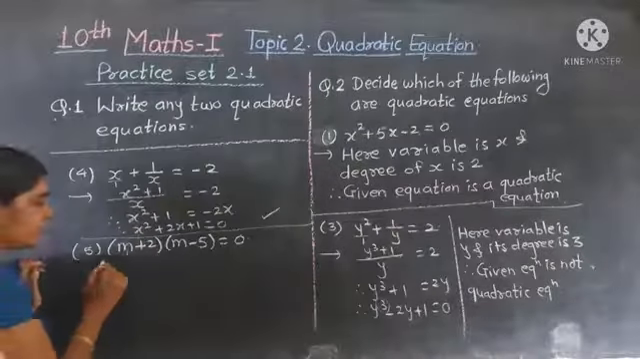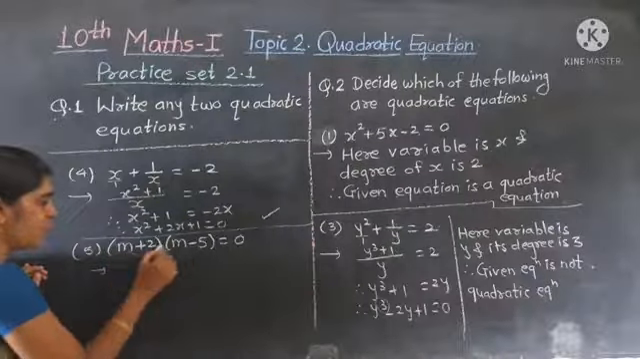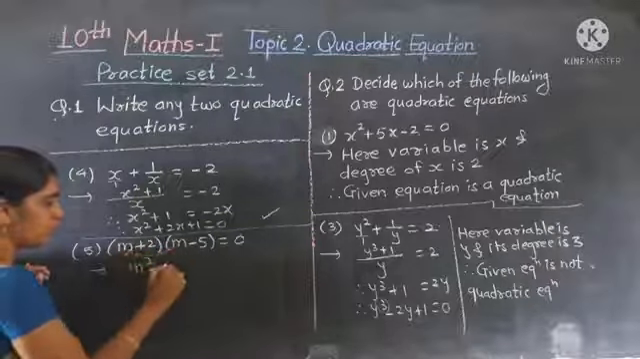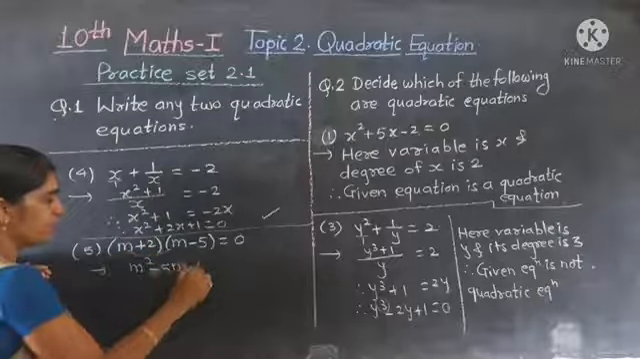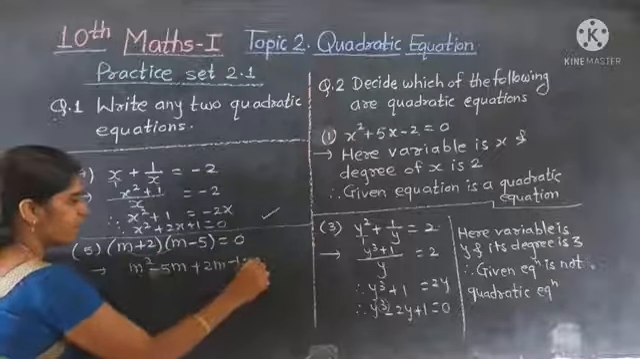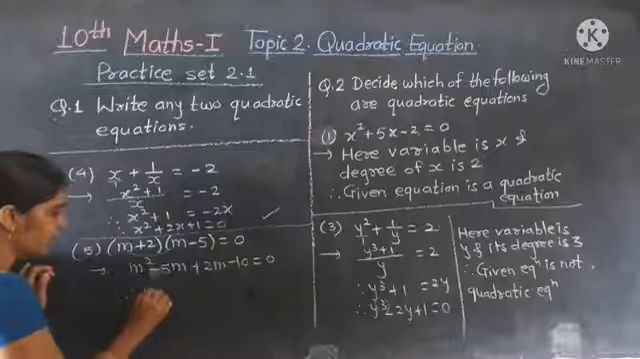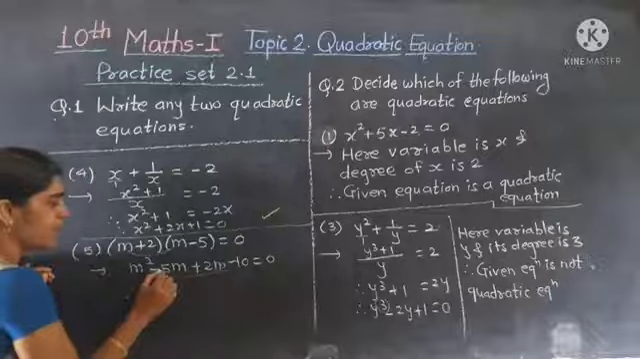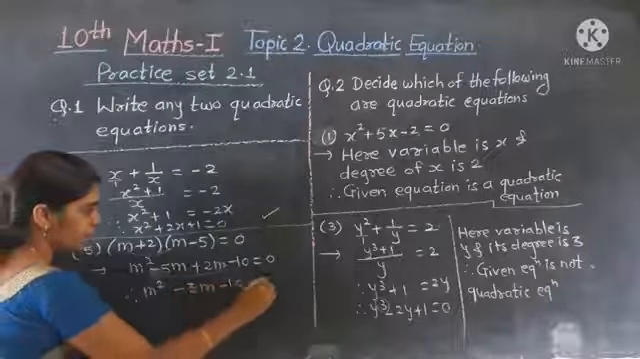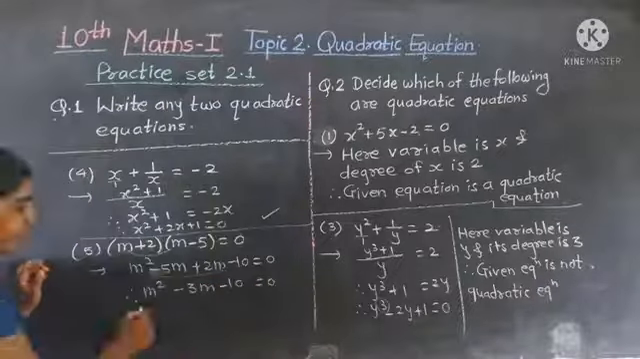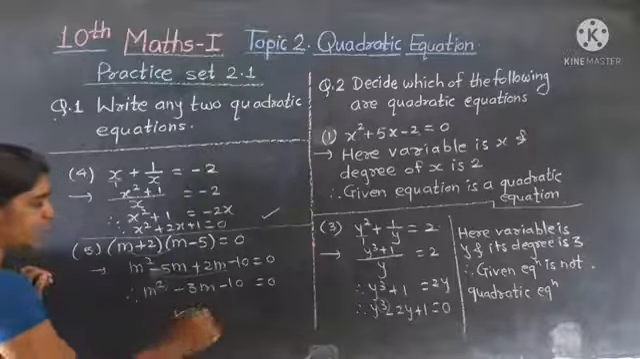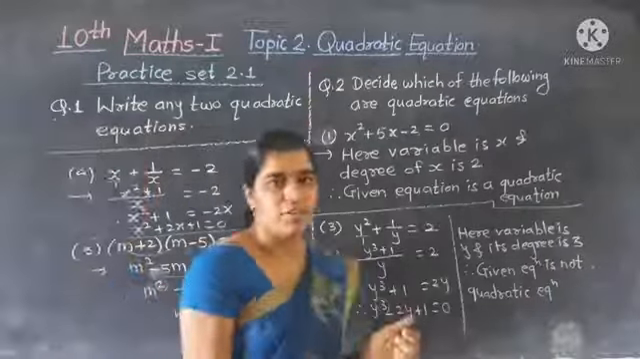Similarly here, you simplify. Multiply m by m square, then minus m into 5 is minus 5m, plus multiply with 2m, and minus 2 fives are minus 10, is equal to 0. Therefore, we get m square minus 5m plus 2m, that is minus 3m minus 10 is equal to 0. Here the variable present is m and its degree is 2. Therefore, it is a quadratic equation.